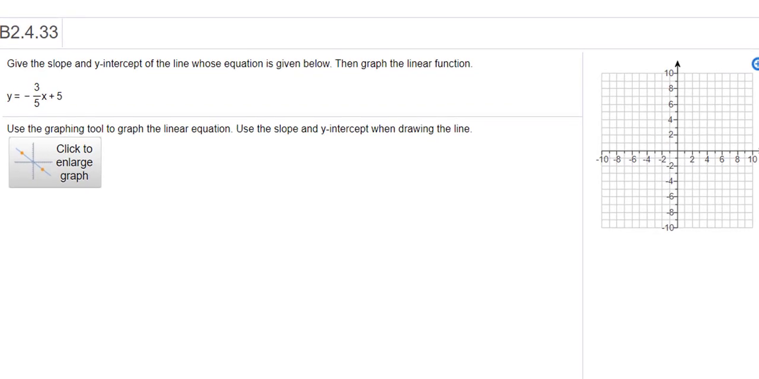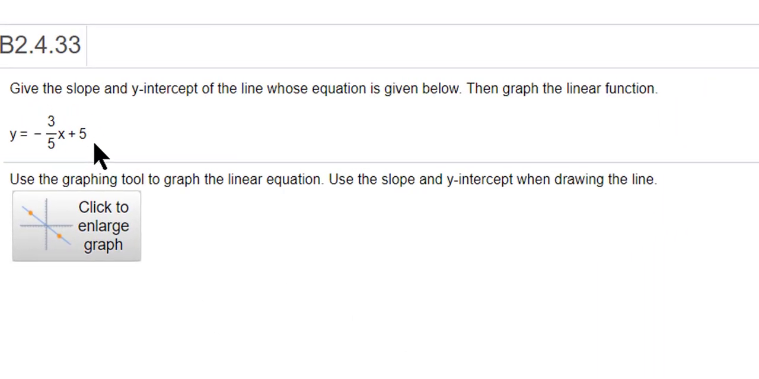I wanted to answer your question. I understand you had trouble graphing this problem. So let's see if I can get this to work on my computer. So it says, give the slope and y-intercept of the line whose equation is given below.